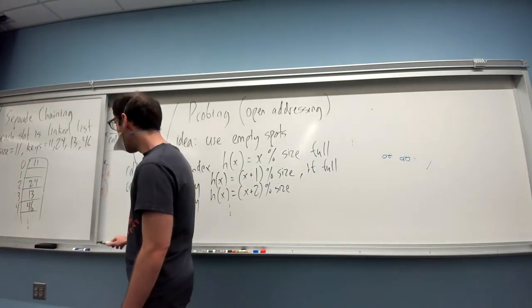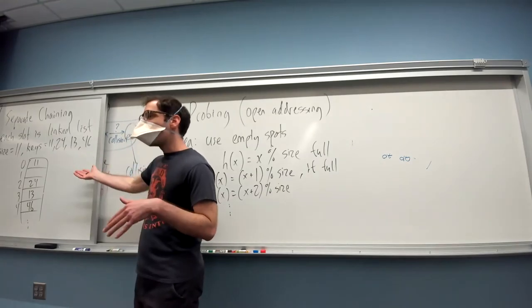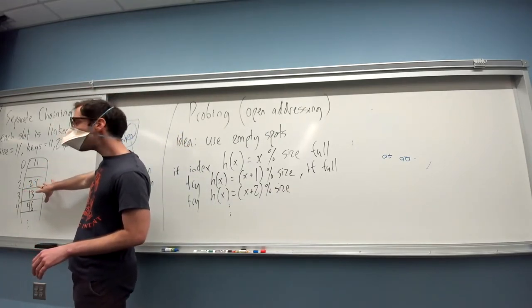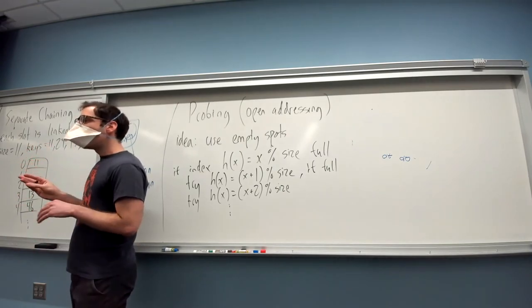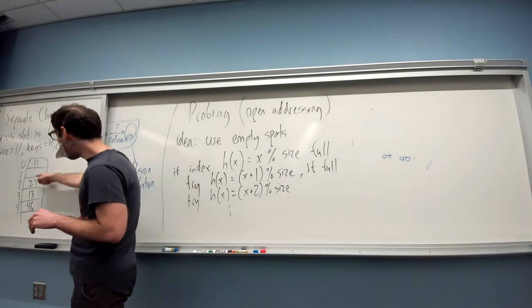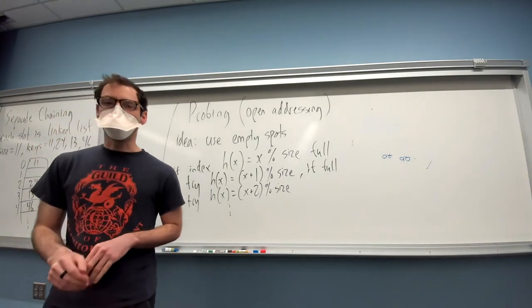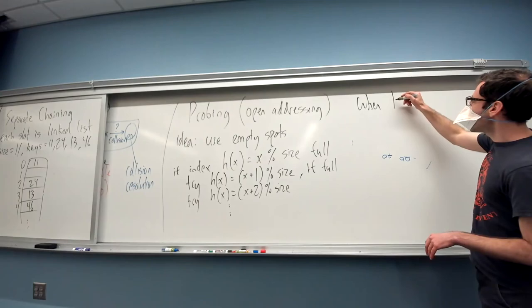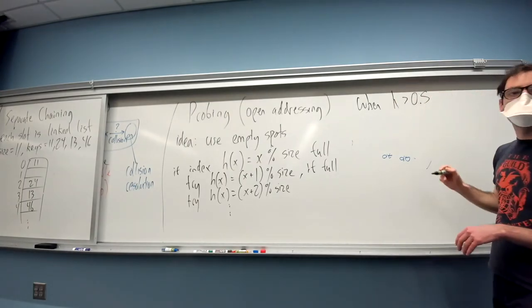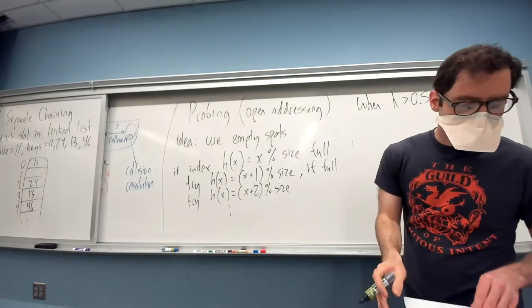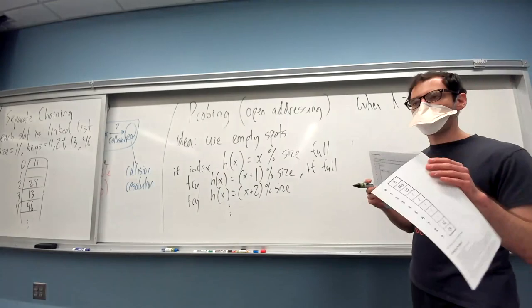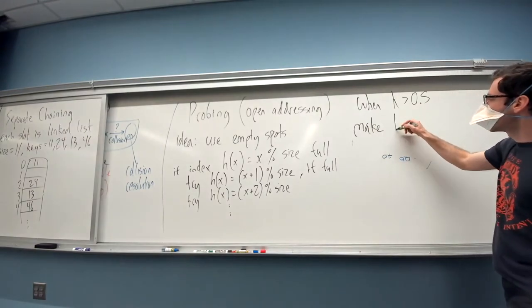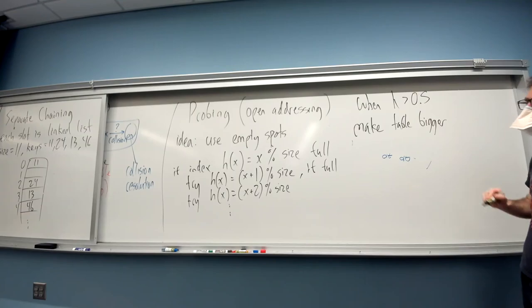What if everything's full? If everything is full, we're out of luck. We can't put anything into the table, which again is why load factor is very important. Basically this strategy works okay, but gets really slow as the load factor gets high because you end up having to skip over large sections of the table. So when our load factor gets greater than maybe 0.5 or maybe 0.7, or greater than some reasonable fraction, then we would make the table bigger.